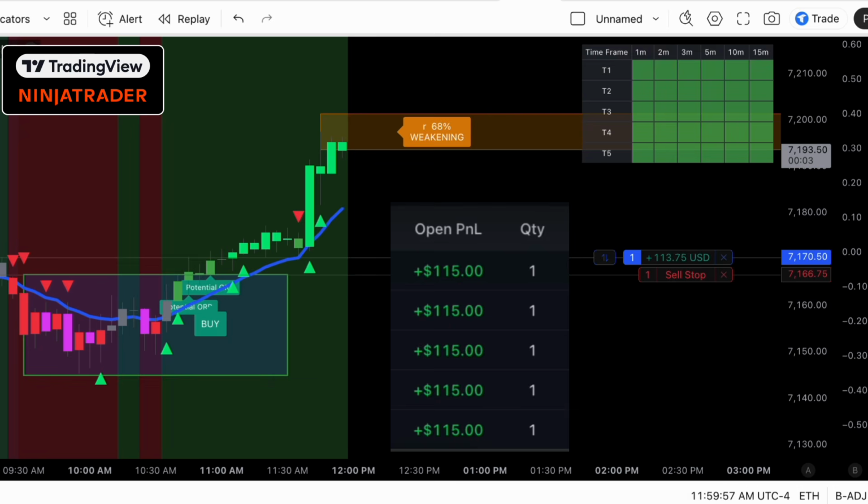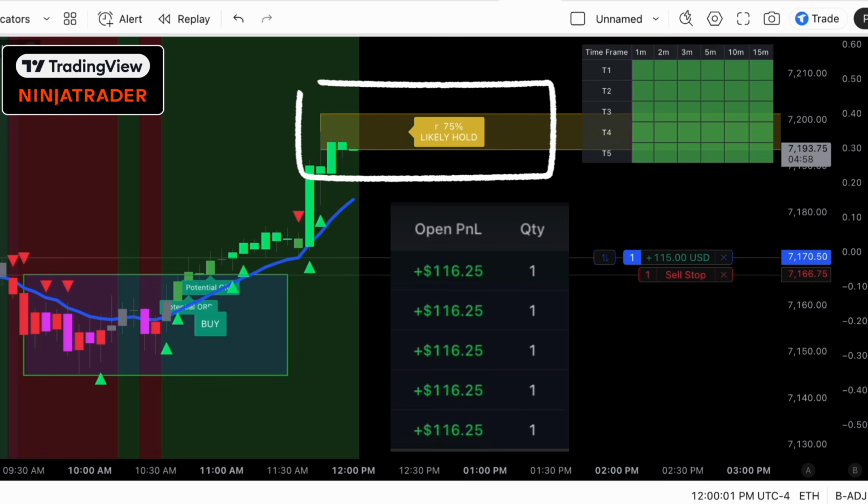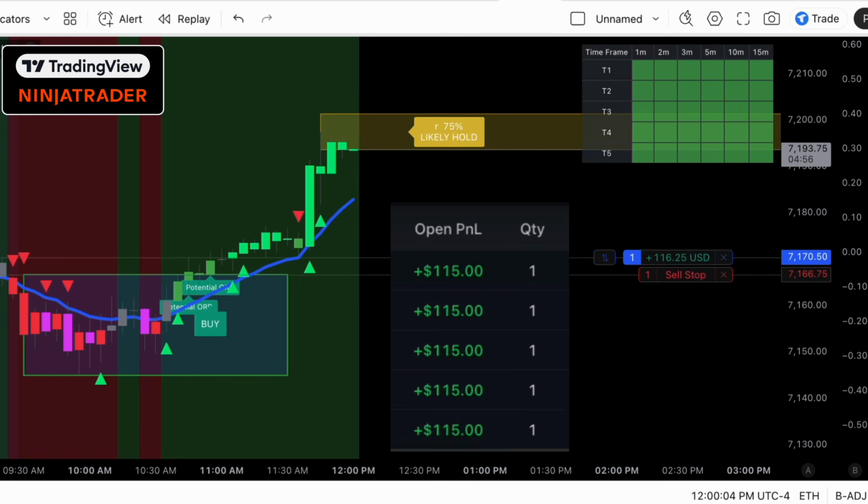The Maverick Zones auto draws your support and resistance levels. It auto draws consolidation zones. It auto draws support and resistance. And then when you get close to these zones, it gives you a score. Okay.